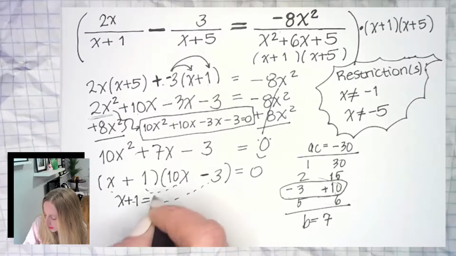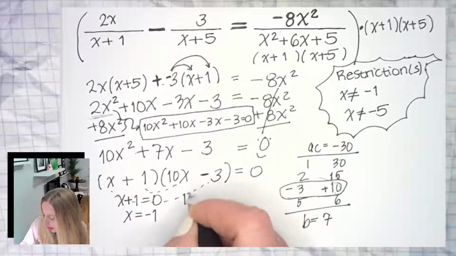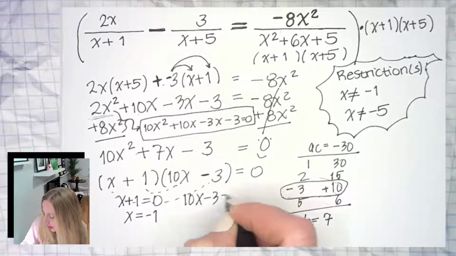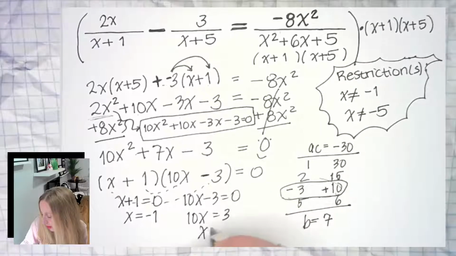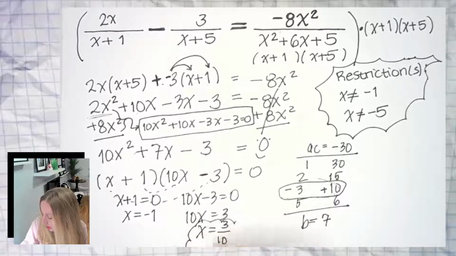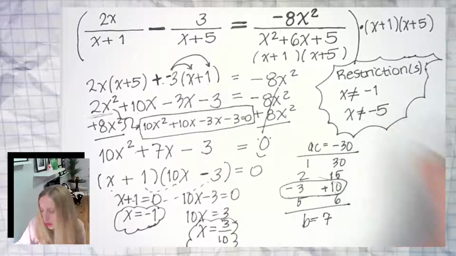x plus 1 is equal to 0. x equals -1. 10x minus 3 is 0. 10x is 3. So x is 3/10. So these are the answers we got. And then for the last thing, we just compare them to our restrictions.